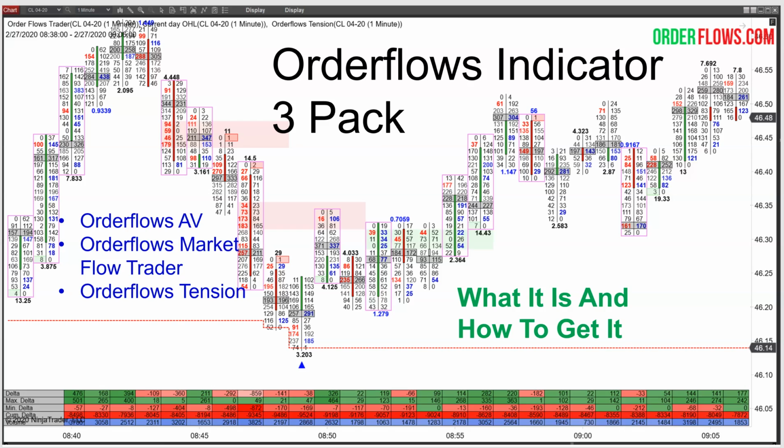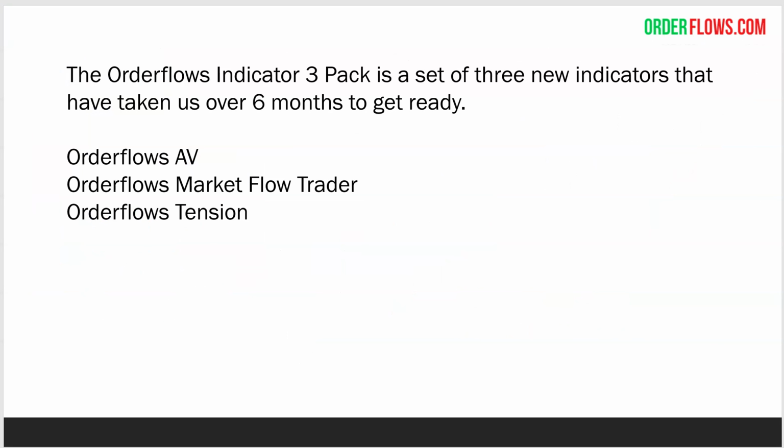Now, the Orderflows Indicator 3-pack is a set of 3 new indicators that have taken us over 6 months to get ready, and these indicators do not overlap the previous indicators that we have released, such as market exhaustion, delta scalper, price rejector. These indicators are the Orderflows AV indicator, the Orderflows market flow trader, and the Orderflows tension indicator.